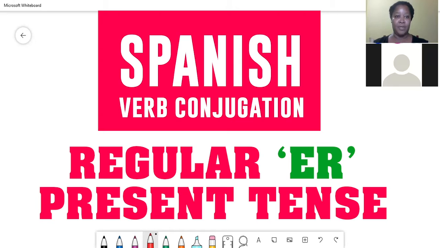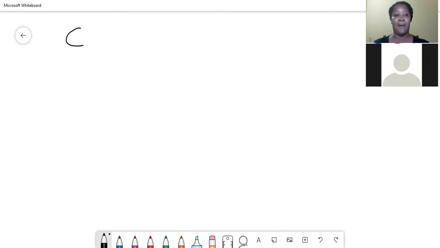Conjugation of verbs in the present tense is one of the most basic conjugations that you do. Whenever you're just learning the language, Spanish that is, this is one of the first grammar concepts that most teachers would begin with.